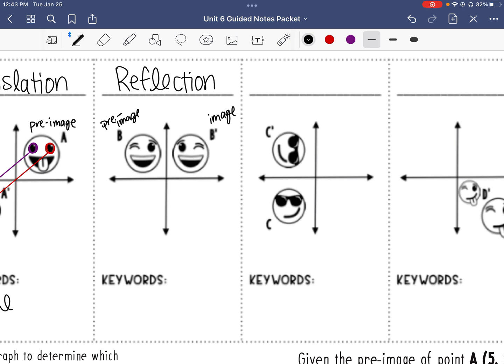Now I also want you to label something else on this one, and that would be the line of reflection. So I'm going to go ahead and put it here. This is our line of reflection.